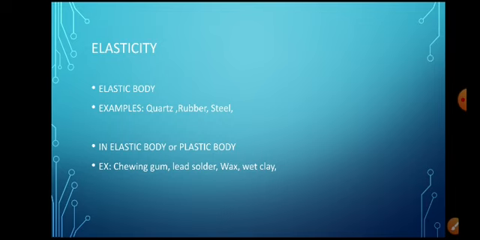If a body has this type of property, a body which regains its original shape and size when the external deformation force is removed or withdrawn from the body, that body is called an elastic body. For example, quartz, rubber, steel, etc. come under the elastic bodies.